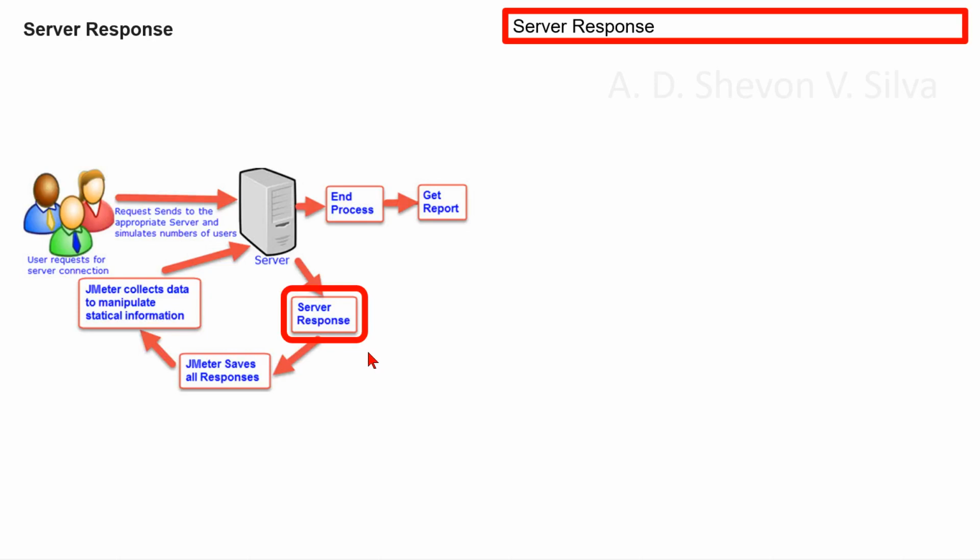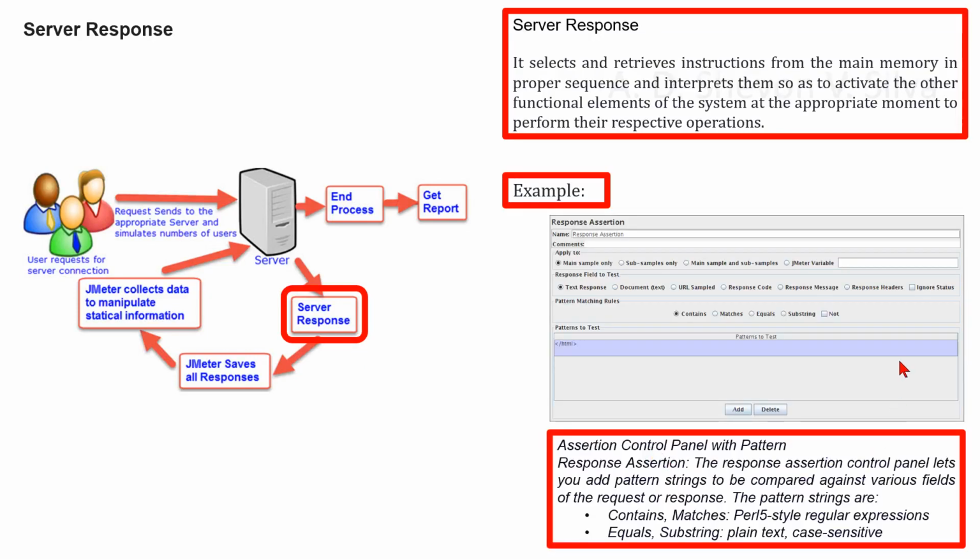Server response. As an example, we can consider this assertion control panel with a pattern. The response assertion control panel lets you add pattern strings to be compared against various fields of the request or response. Pattern strings are contains and matches. These are Perl-style regular expressions. Equals and substring are plain text and case sensitive.